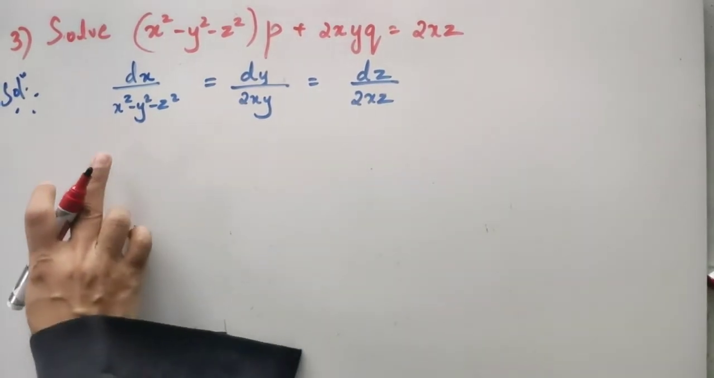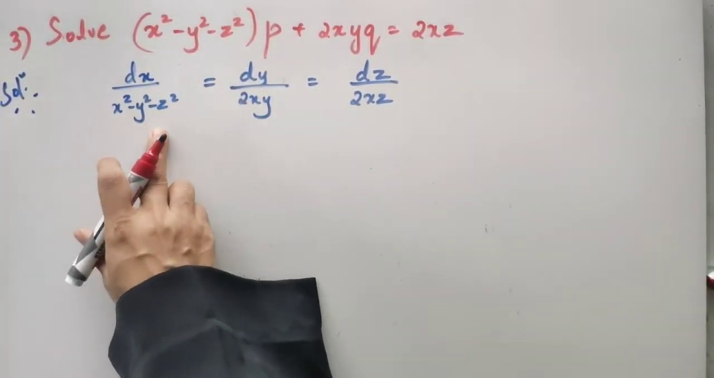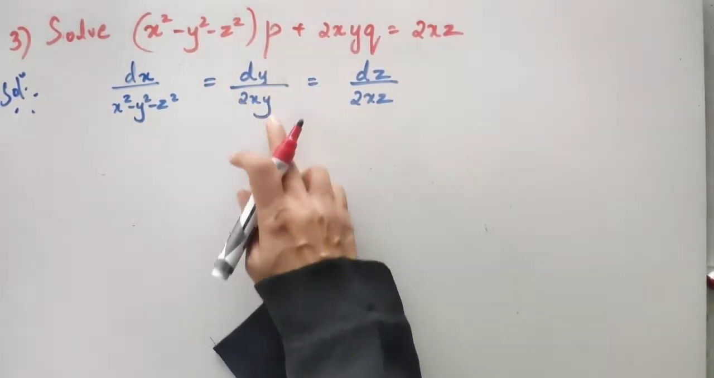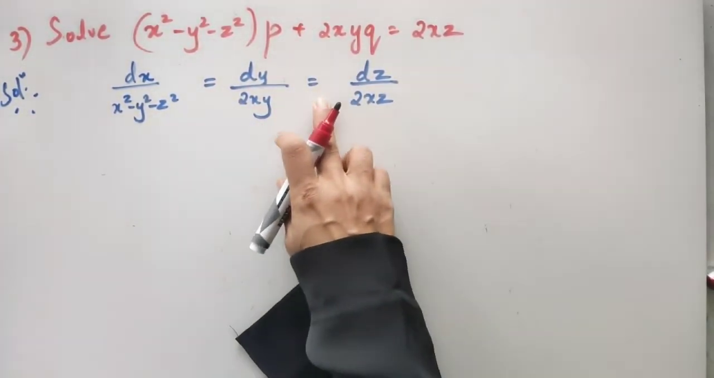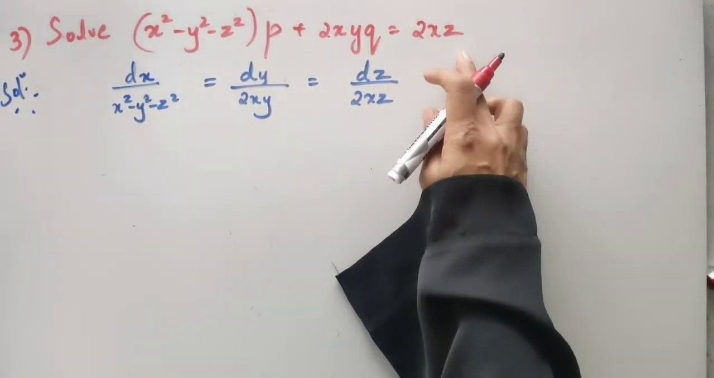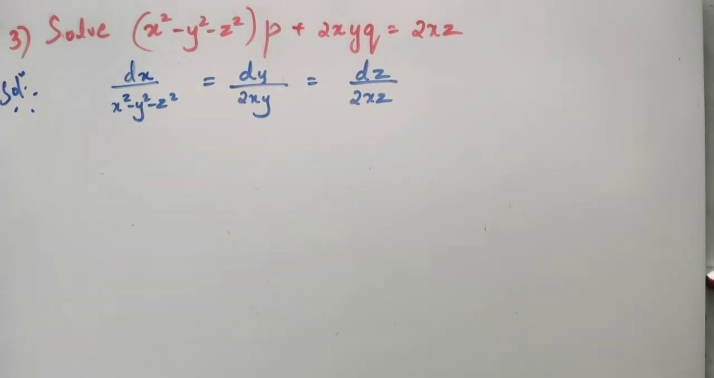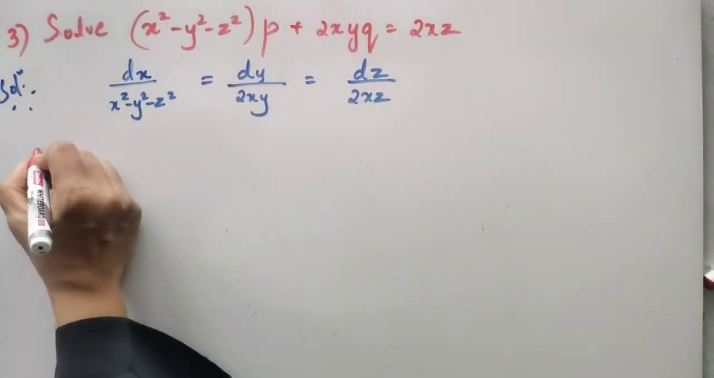The subsidiary equations are written as: dx divided by the coefficient of small p, that is x² − y² − z², equated to dy divided by the coefficient of small q, 2xy, equated to dz divided by the coefficient of r, that is 2xz. Now you can easily see that the last two fractions can be equated, and the variables can be easily separated and solved.